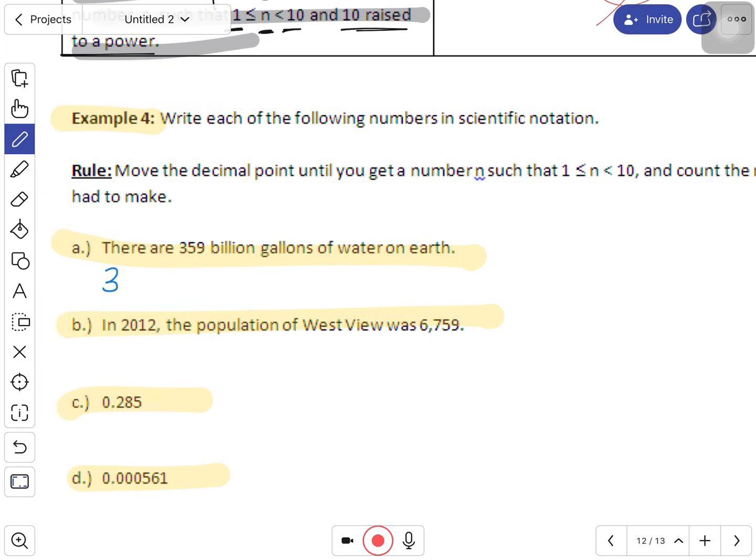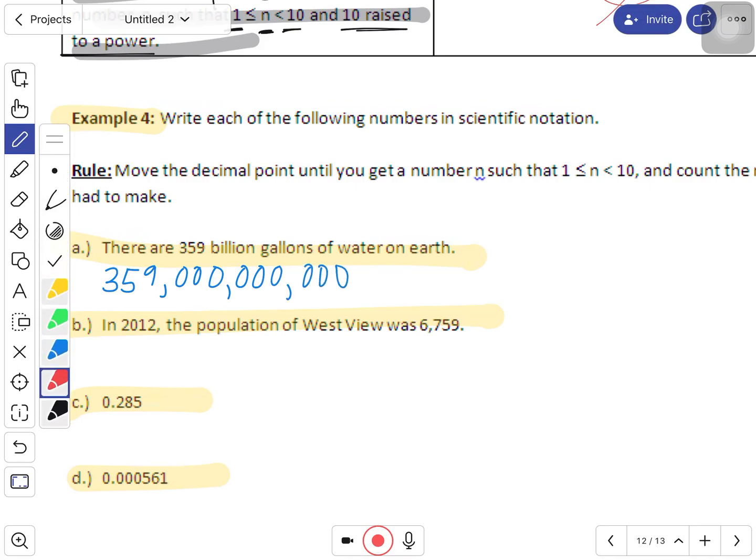All right, so we have 359 billion. So there is 359,000 million... billion. And normally my decimal point's hanging out right here. So I need to move that decimal point so that I get a number between 1 and 10.